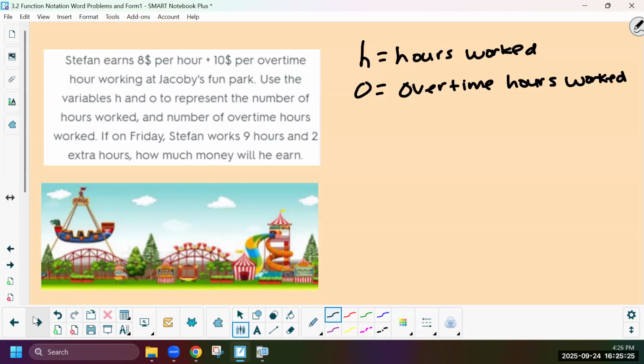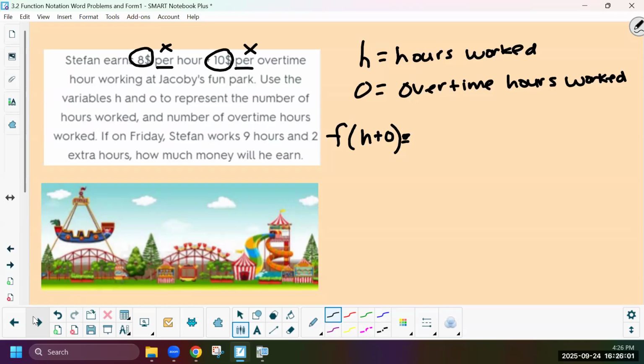Okay. So in this case, we're trying to find a combination of both. So I'm going to say H and O together. So F of H and O. Again, you don't see this too often, but it is possible that you may have two separate variables. And the reason why we have two separate variables is usually the overtime rate is higher than your regular hours. And we see that in the numbers here. It's $8 per hour for regular time, and it's $10 per hour for overtime. So remember, per means to multiply. So those are our two rates.